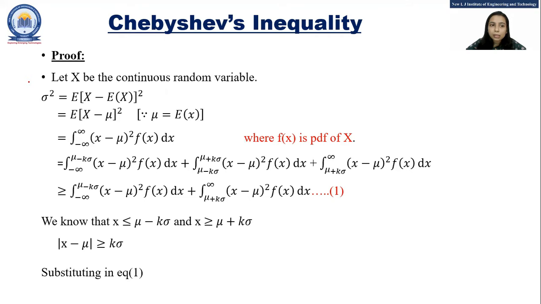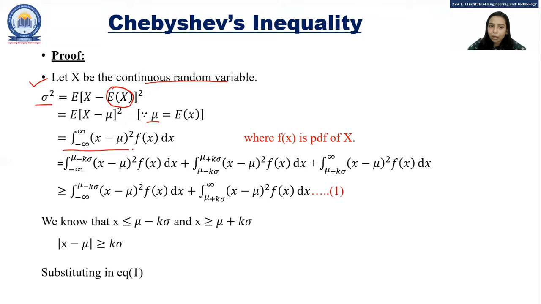First, let x be a continuous random variable. We can write sigma square, that is, the variance of random variable x, as E of x minus E of x whole square. Now E of x is nothing but mu, so we can write E of x minus mu whole square. And if x is a continuous random variable, we can give the variance through the integration from minus infinity to infinity of x minus mu square f of x dx.